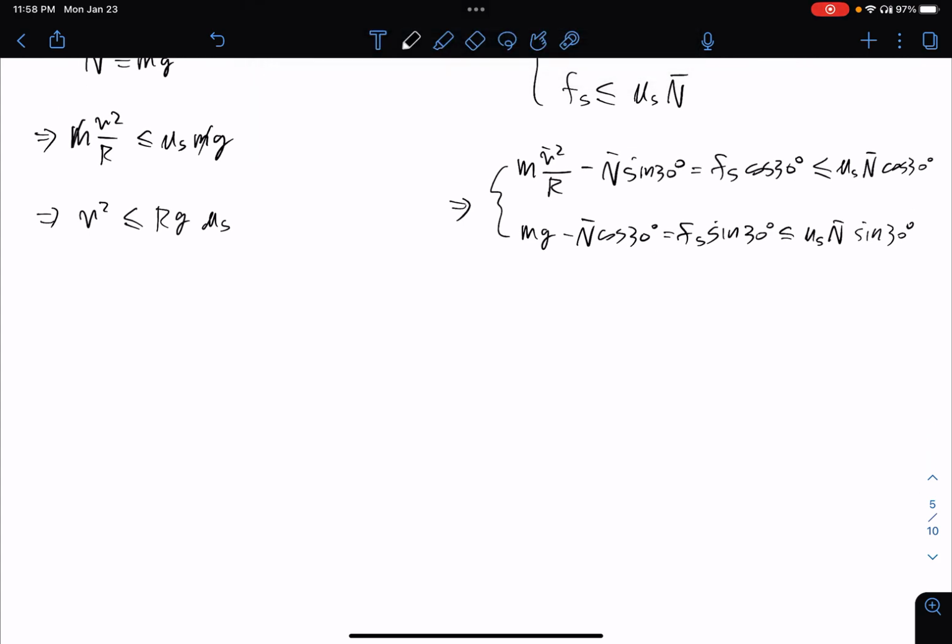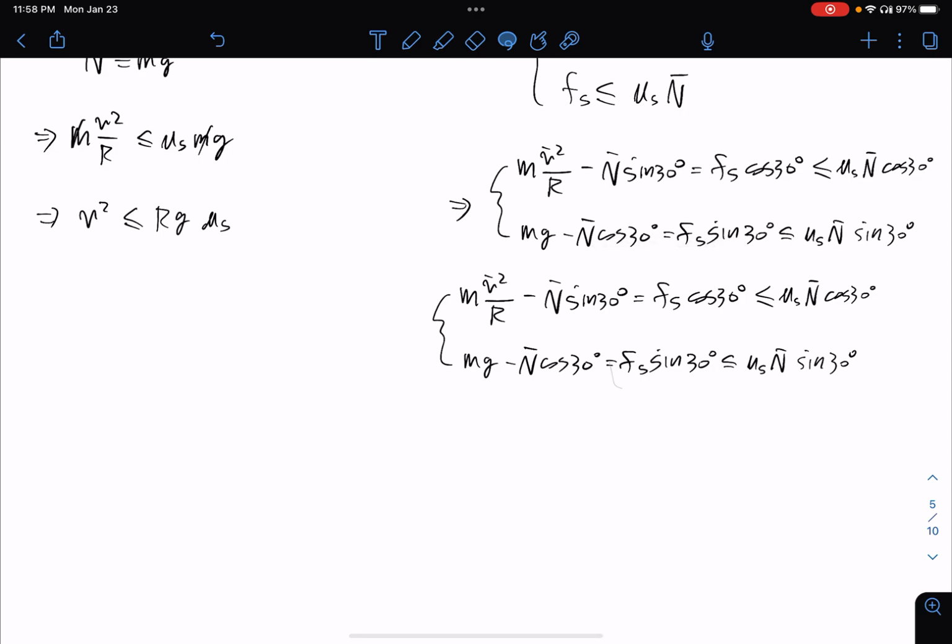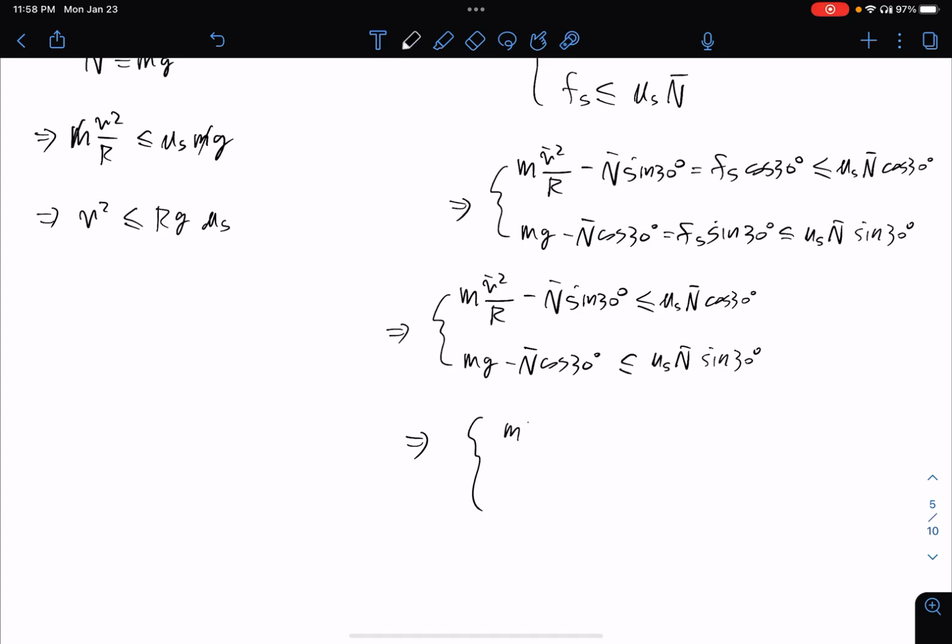I can first solve for this combined equation. I will skip the intermediate steps to make things look nicer. This part is not needed anymore, so let me remove it. This equation is smaller than this, and this one is smaller than this. Let me move the n together, and v bar squared over r is smaller than n times a complicated coefficient, which is mu s cosine plus sine.